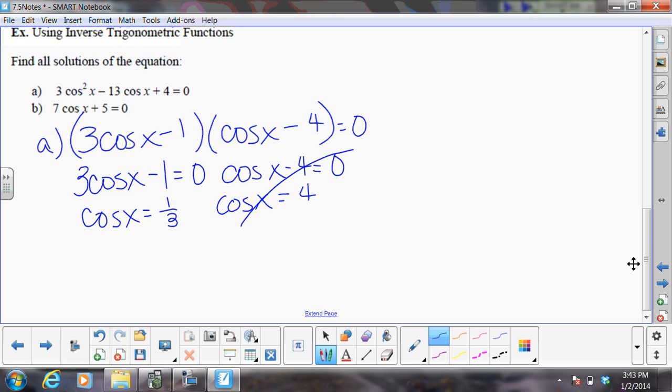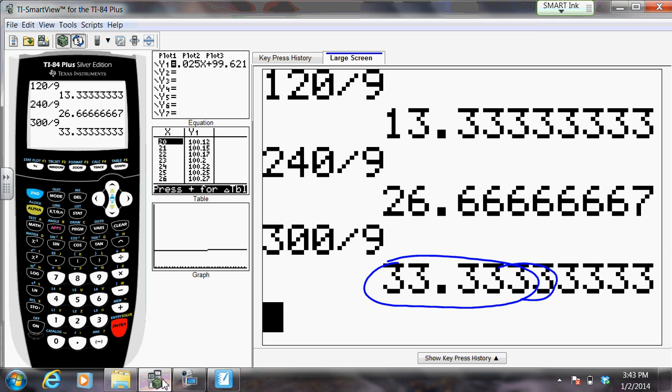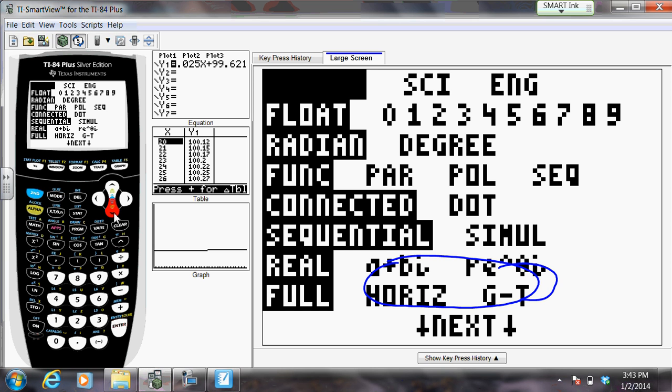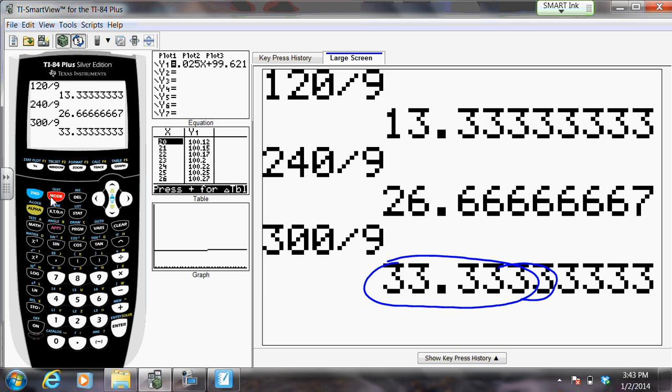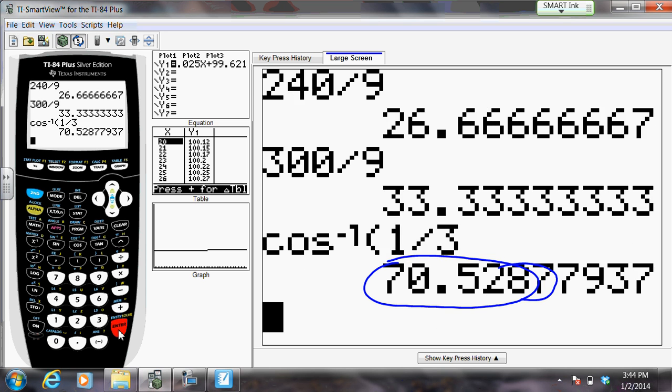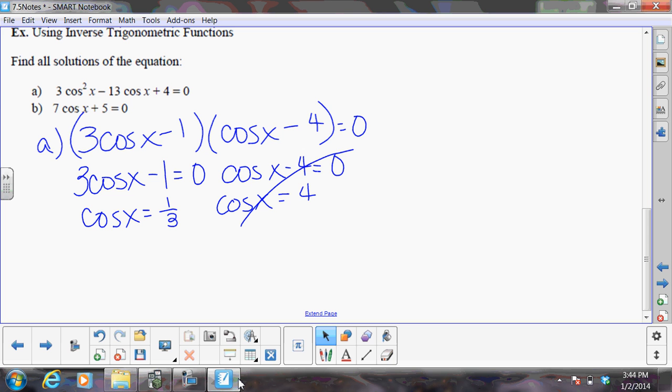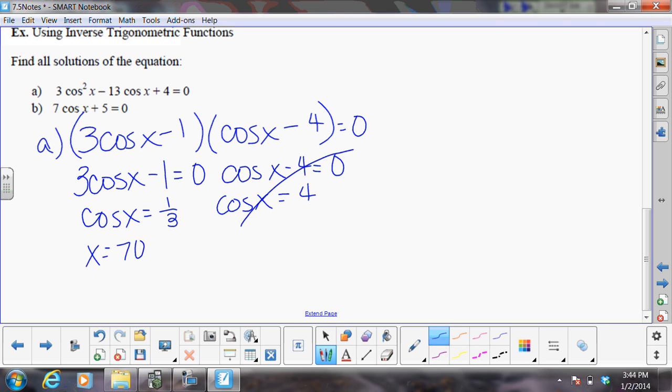Well, that is not a perfect number, so we will put it in the calculator. I'm going to be in degree mode just because I've been doing the rest of them in degrees. So I went arc cosine of a third. 70.5. That's quad 1. To get quad 4, subtract it from 360, and you get 289.5.